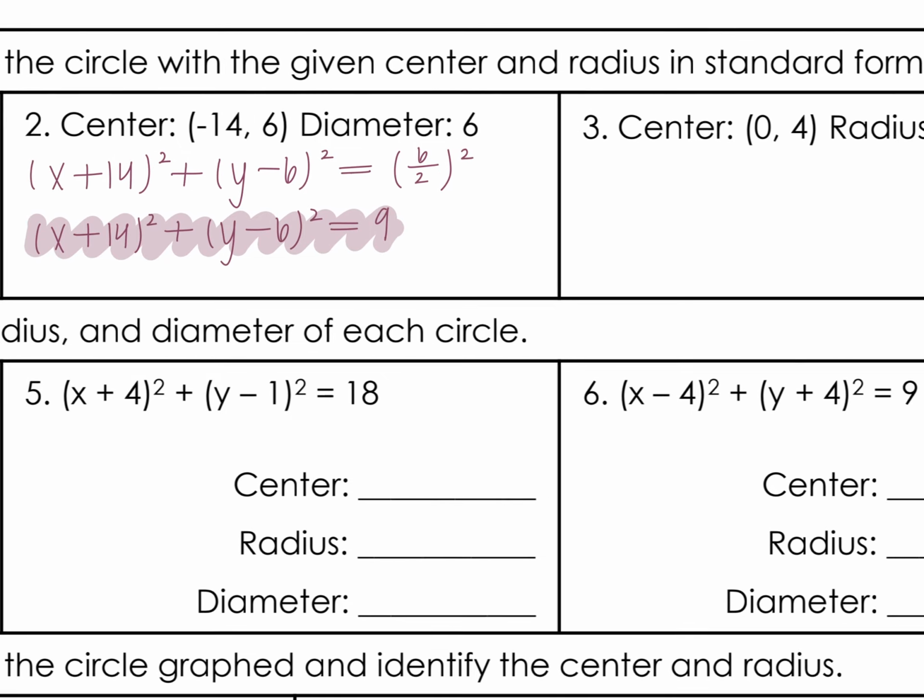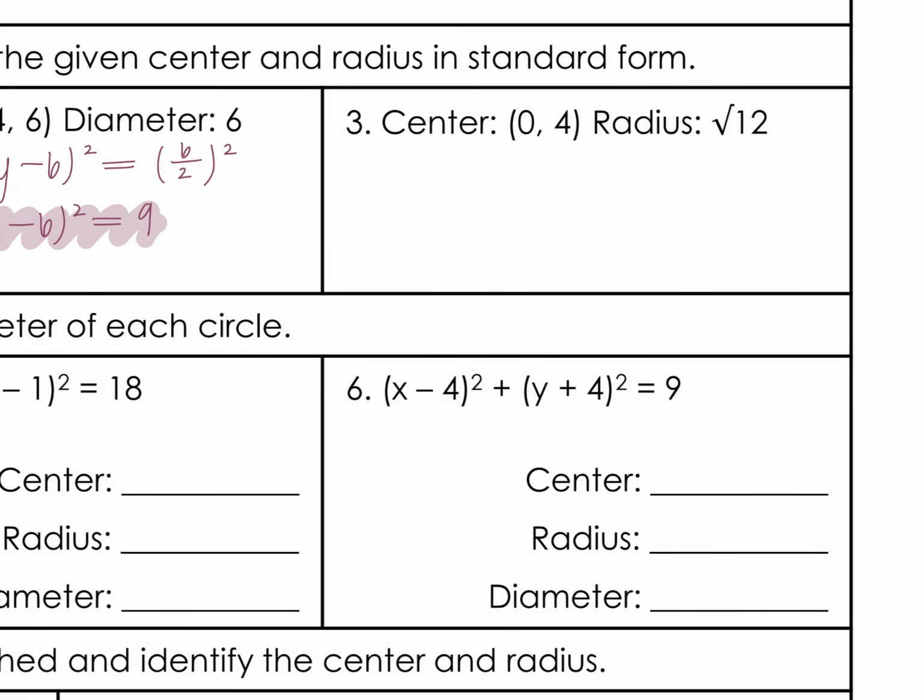Now let's look at number 3. Okay, for number 3 here, same idea. We are going to plug in our center, our h and our k, so we'll have x minus 0 squared plus, and we'll have our y minus 4 squared is equal to our radius, that root 12 squared.